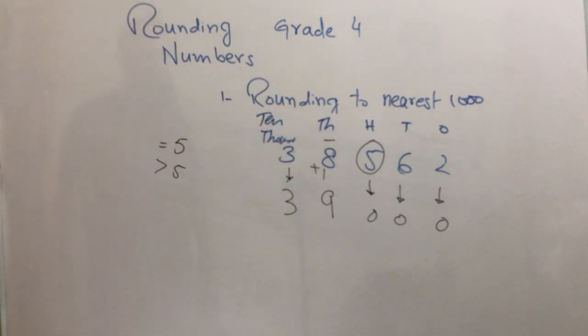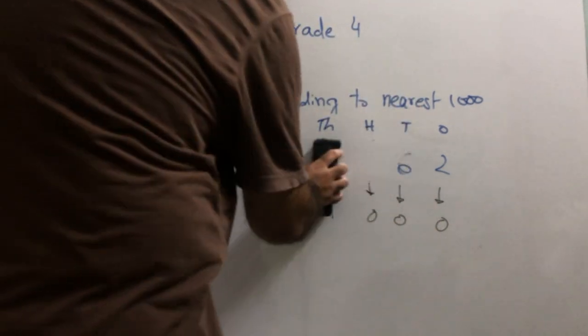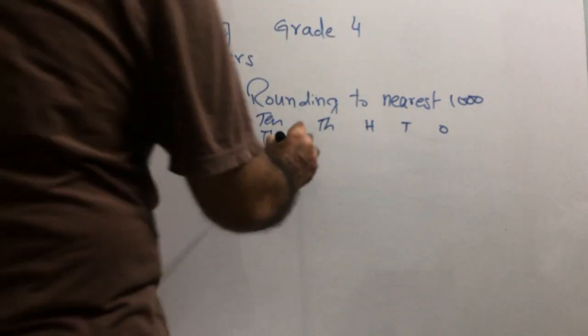39000 is the answer. The original number was 38562. When we decided to round it to nearest thousands, we followed the rules and we got the number 39000. That was our answer. Now we would like to do more examples. The next one is 79860.